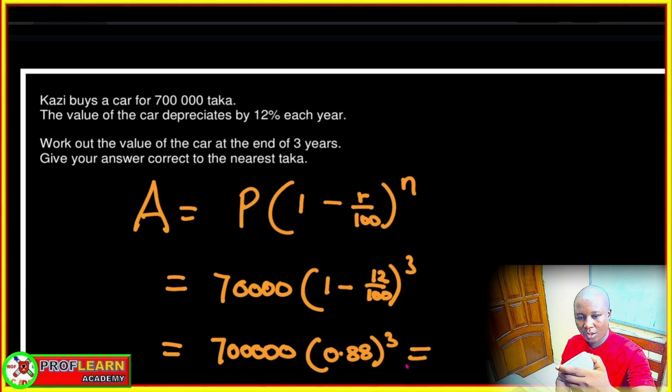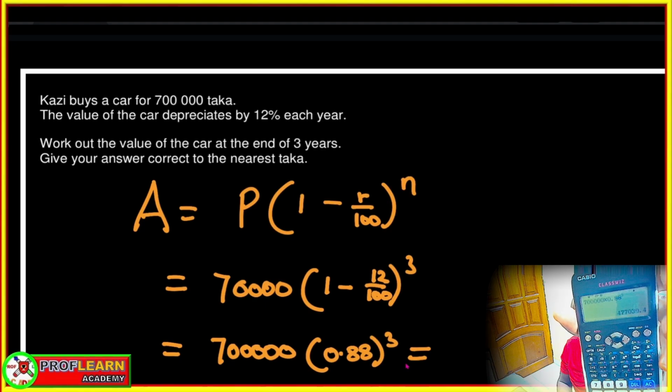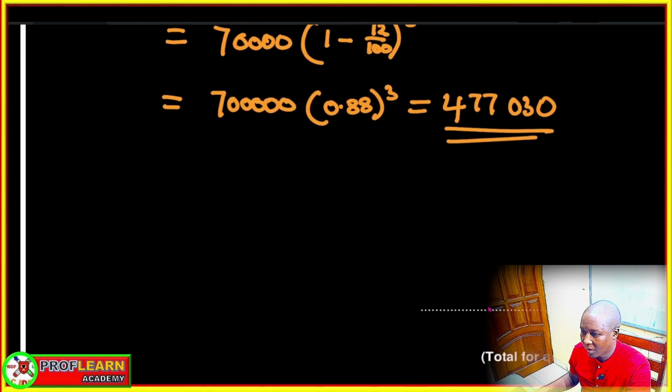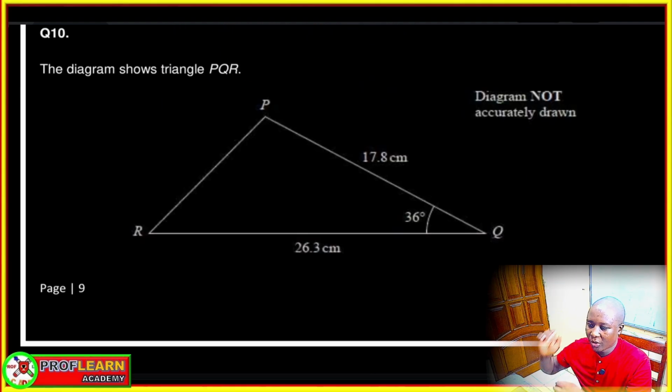This is going to translate to 477,030.4. Yes, we can put that in, and that is exactly what we're going to get: 477,030 takas. So if you're going to be given a question with depreciation, this is how to work it out. If you're going to be given a question with appreciation, remember you are going to use plus for appreciation. All right, moving to question number 10.